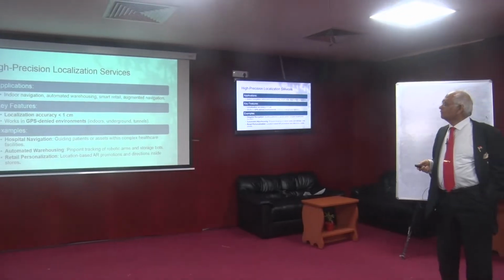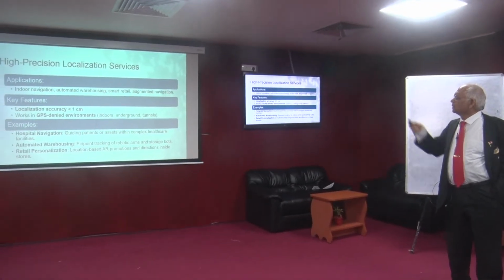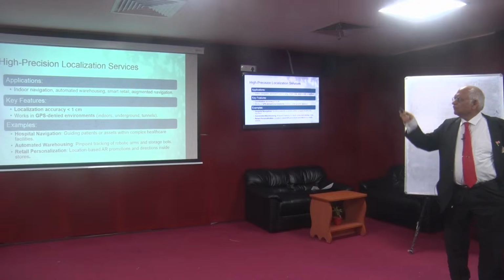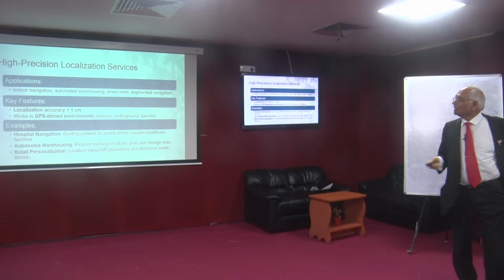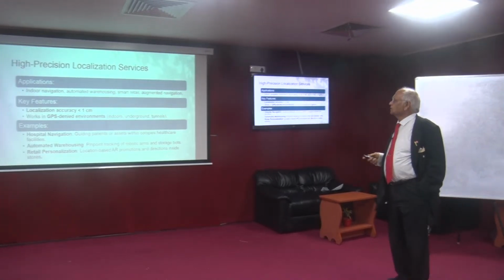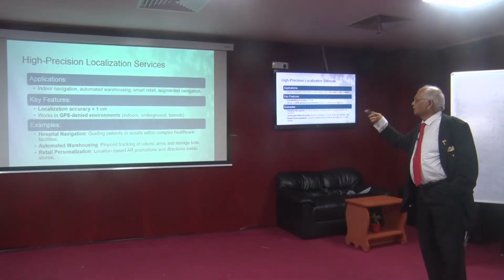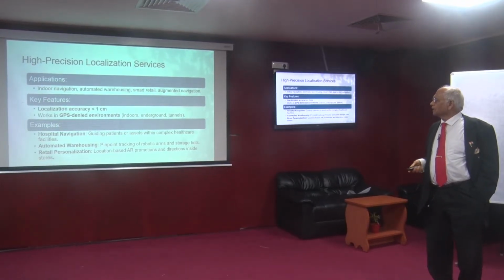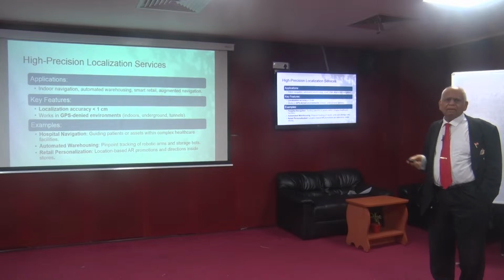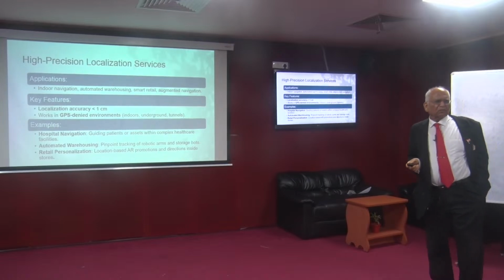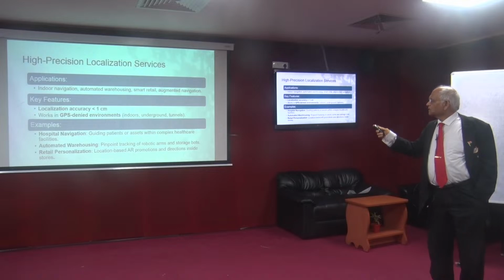Applications: indoor navigation, automated warehousing, smart retail, augmented navigation. Key features: accuracy less than one. Always I remember my time when I was young, it was less than 1 kilometer. Works in GPS denied environments like indoor, underground tunnels. Examples are hospital navigation, guiding patients or assets within complex healthcare facilities. Automated warehousing, pinpoint tracking of robotic arms and storage bots, detailed personalization, location-based AR. Everybody knows AR? I think everybody knows. Promotions and directions inside stores.